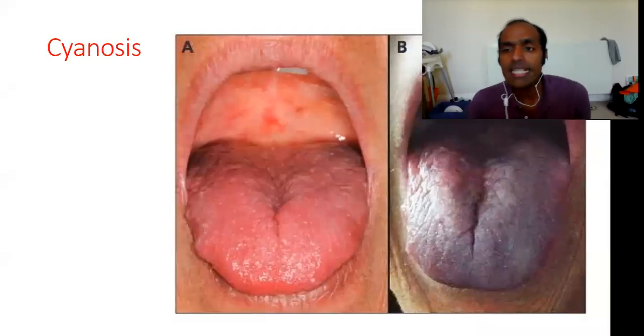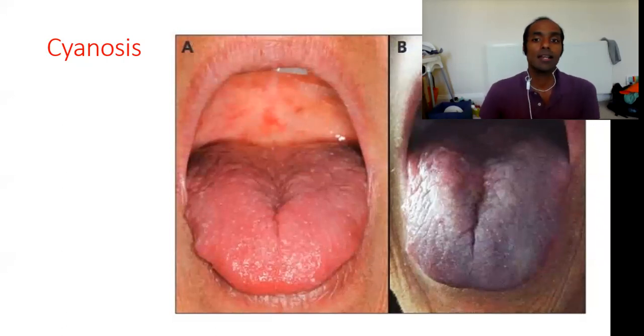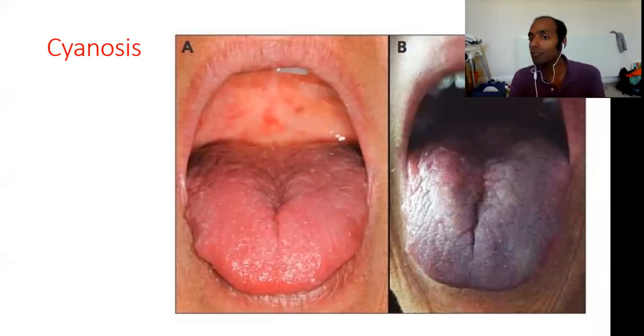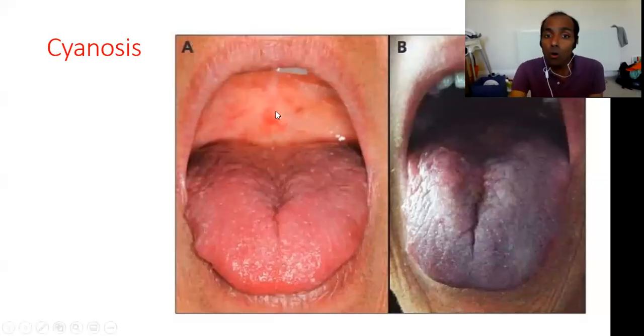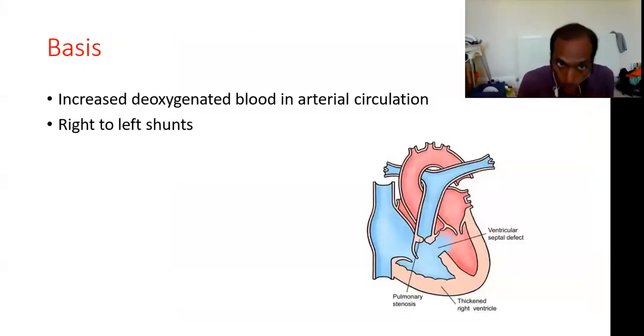Now, in the general examination, the key thing to look out for is cyanosis. Okay, and cyanosis is basically a dusky bluish to purple discoloration of the mucous membranes and the tongue. Okay, central cyanosis is far more important than peripheral cyanosis because central cyanosis indicates deoxygenated blood in the arterial circulation, and you find cyanosis in right to left shunts.